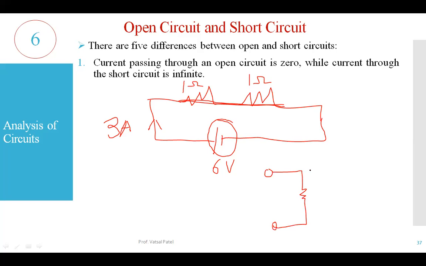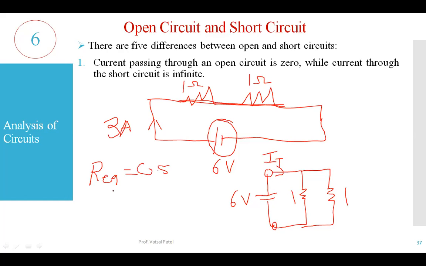Suppose you have a parallel circuit like this. Let's say the same thing here: 6 volt, 1 ohm, 1 ohm. So how much current is flowing here? Can you tell me? This is 1 ohm, 1 ohm in the parallel circuit. What is the total current flowing here? First of all, you will identify the R equivalent value. What is the R equivalent value? It is 0.5 ohm, right?